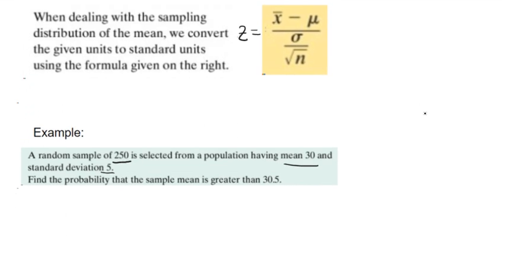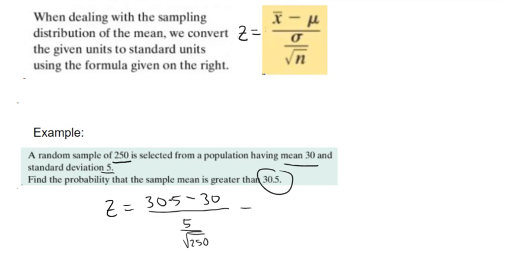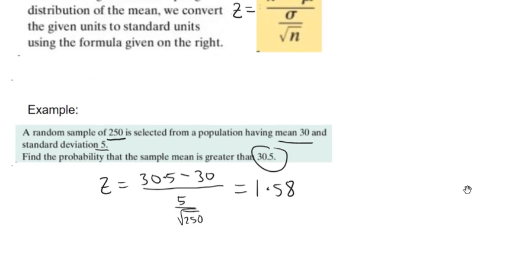If we put the numbers into the formula, z equals x bar, which is what we're testing on, so it's 30.5 in this case, minus mu, which is the mean, 30, all over the standard deviation, 5, over the square root of the sample size, which is 250. If you put all that in the calculator, it gives you your Z score, and we get 1.58 when it's rounded off. That's our Z score.